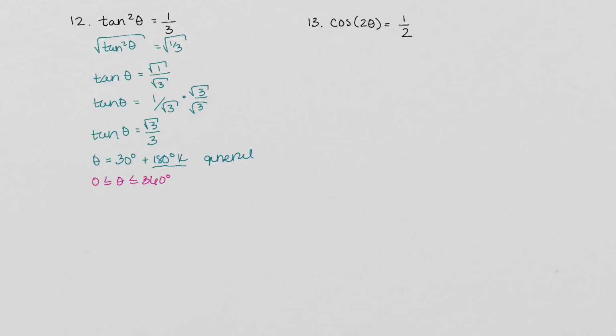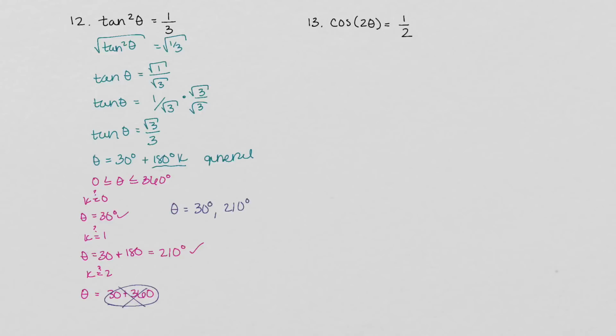And so when I look at this, I say, all right, well, what if K is 0? Then theta would be 30 degrees. What if K was 1? Well, theta would be 30 degrees plus 180, and that's 210 degrees. That fits into my interval. That works. What if K was 2? That would be theta is equal to 30 plus 360. Now we have exceeded the upper boundary of our interval, and so we can't use that angle measure. So theta is equal to 30 degrees and 210 degrees for this problem.